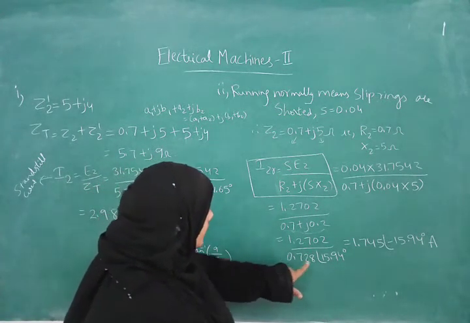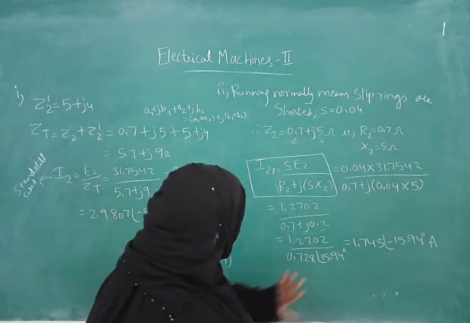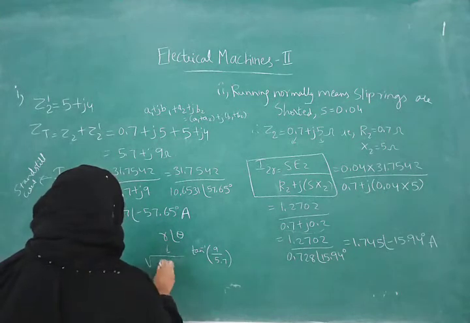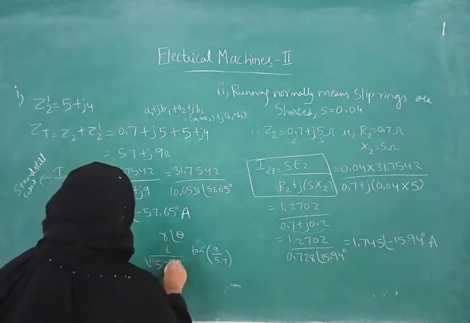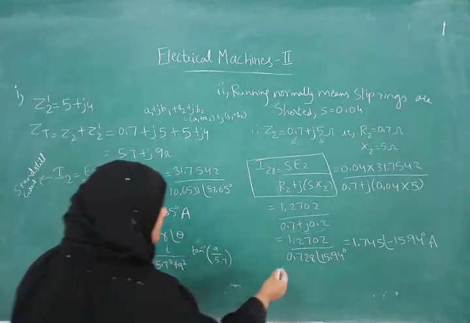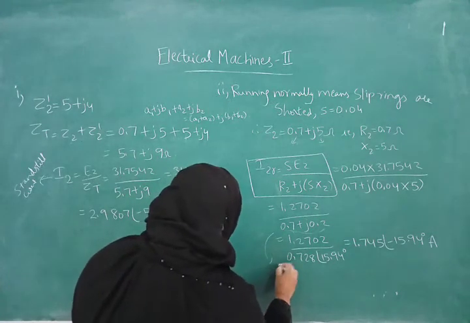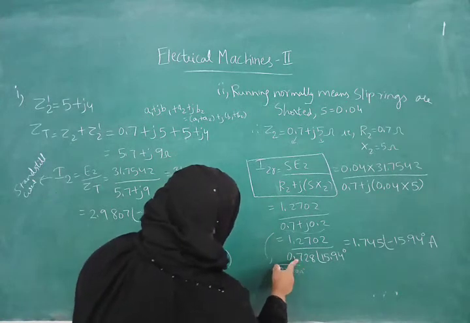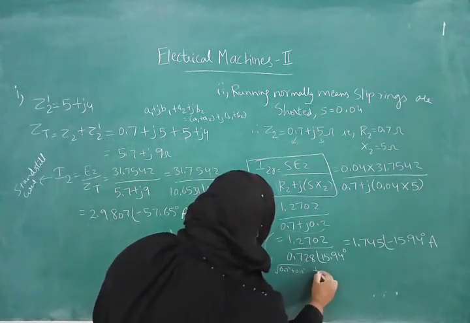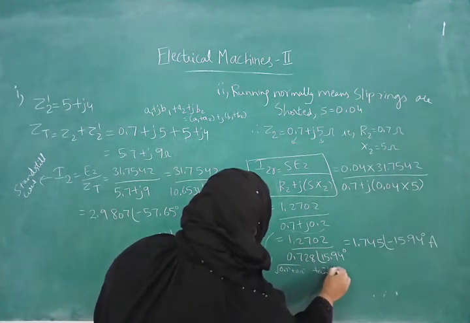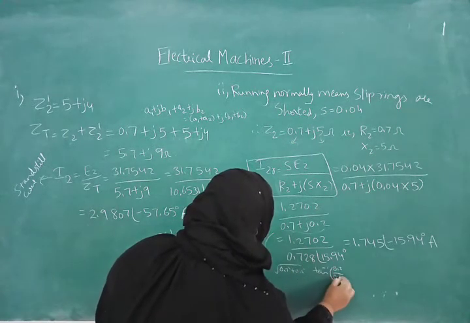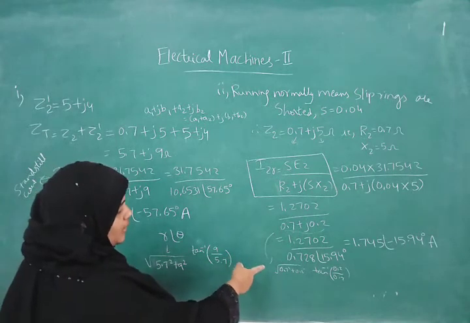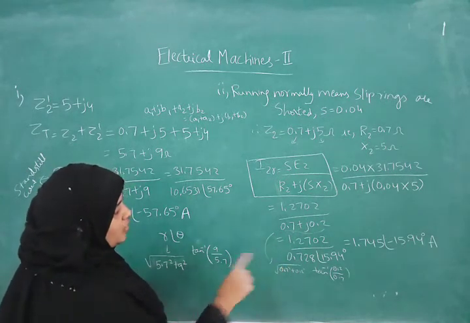This is the magnitude and this will be what? Angle, that is tan inverse of b by a. This is a square plus b square, as before where it was 5.7 square plus 9 square. So same will be the case here: the magnitude is root of 0.7 square plus 0.2 square. Angle will be tan inverse of b by a, that is tan inverse of 0.2 by 0.7. Magnitude is root of a square plus b square and angle is tan inverse of b by a.